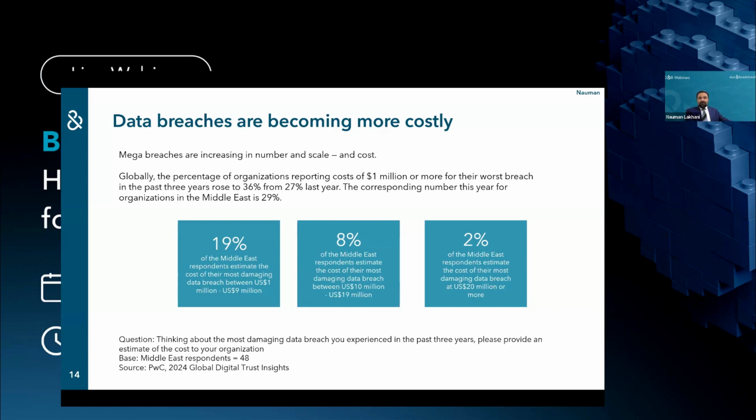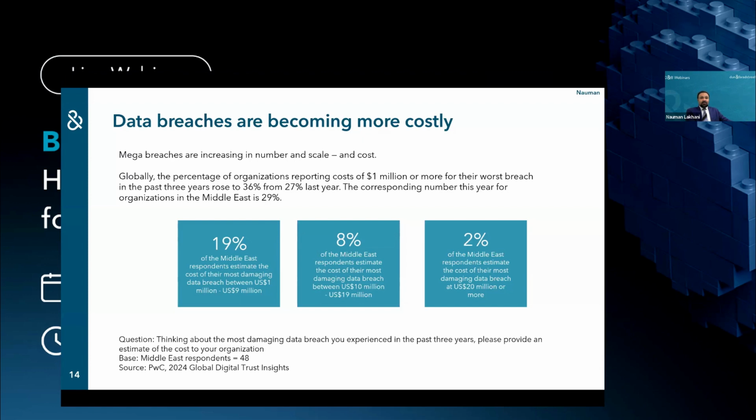If you go to the middle one, about 8% of them thought that the cost that got impacted to their organizations was about 10 to 19 million, and about 2% had predicted the cost to be in excess of about $20 million. So we can see that globally, the percentage of organizations reporting $1 million or more in cost that has risen because of data breaches or lack of regulatory compliance is rising, about 36% from 27% last year. So that's something I want to bring into perspective from a Middle Eastern market perspective as well, that these kind of issues have been prevalent everywhere.